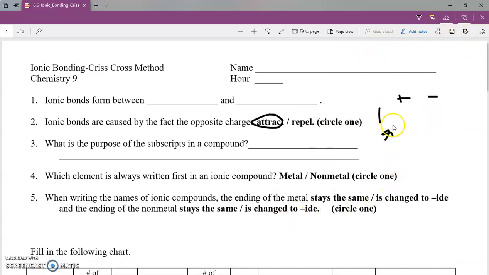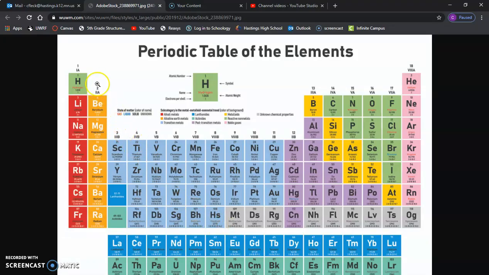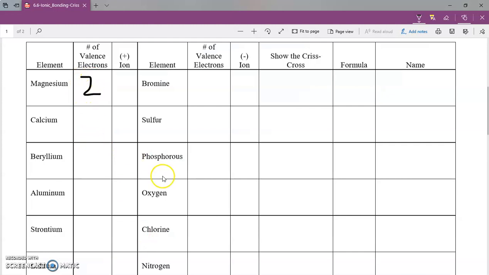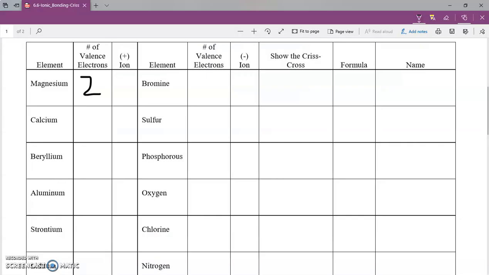All right. So, let's talk about the crisscross method down below. We've got to go through a few things, and then we give it the formula and name at the end, and then this crisscross method is shown right here. Let's first go through the idea of how we find the valence electrons and what ion is created. So magnesium, if we find magnesium in the periodic table, it's in group 2, right? Right here, magnesium, group 2. That tells me I have 2 valence electrons, right? Don't forget, metals lose electrons. If it loses electrons, it gains a positive charge. So it's going to be Mg plus 2.